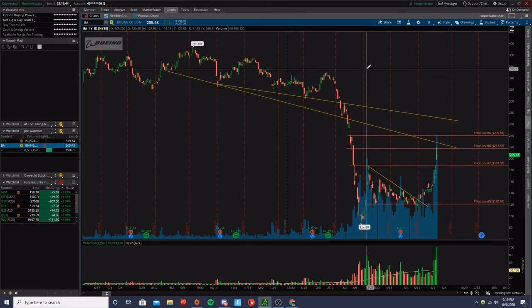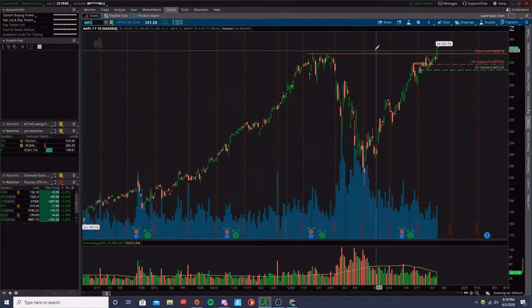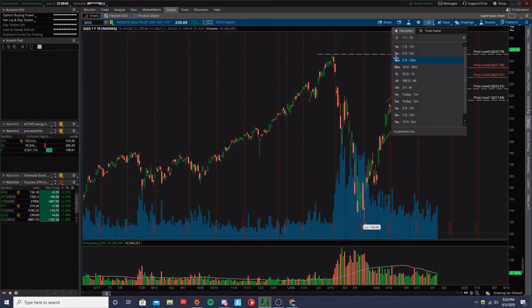And right now, Boeing, it's a higher reward, lower risk stock to get into than if you look at Apple, that's trading at all-time highs right now. This is a lot less reward and a lot more risk. Same with QQQ. So there's that.